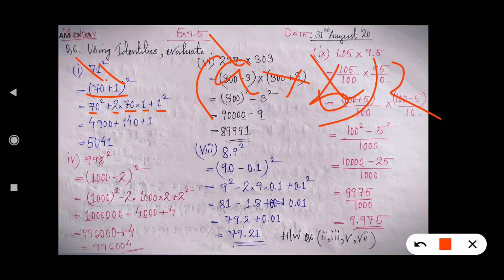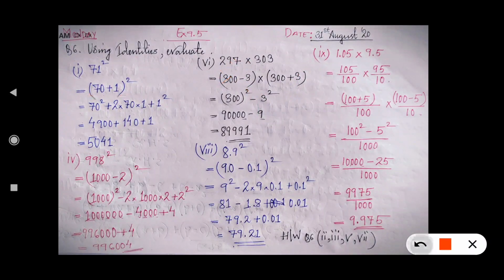Now let us simply multiply it. 70 square means 7 sevens are 49, and the two zeros come, so 4900. Here you'll have to multiply this: 2 sevens are 14, so 2 into 70 into 1 is 140. And the last is 1 square, means 1 into 1, 1. Now finally we need to add, because we have addition in both the terms. So 4900 plus 140 plus 1. If you add, you'll get 5041. It's very simple. Okay, are you clear with this? Okay, let's move to the next question.